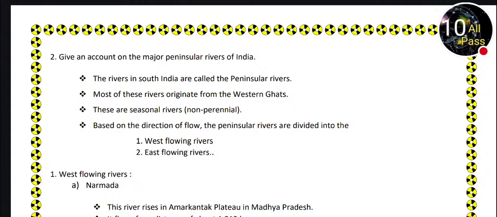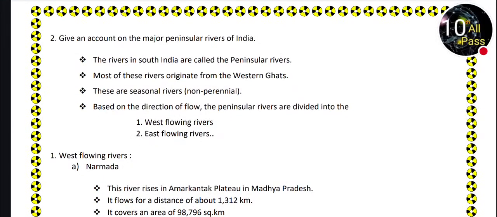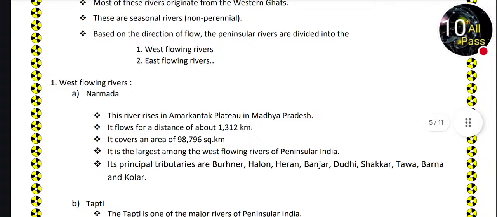Second one, give an account on the major peninsular rivers of India. Answer. The rivers in South India are called peninsular rivers. Most of these rivers originate from the Western Ghats. These are seasonal rivers, non-perennial. Based on the direction of flow, the peninsular rivers are divided into west-flowing rivers and east-flowing rivers.